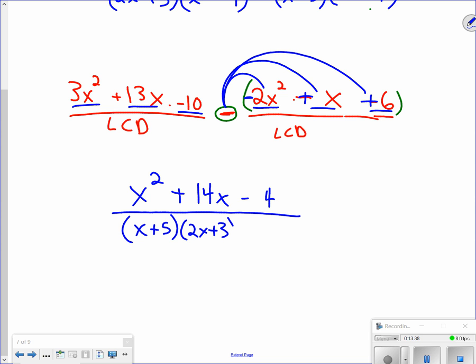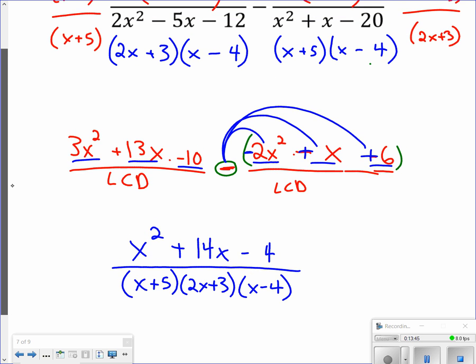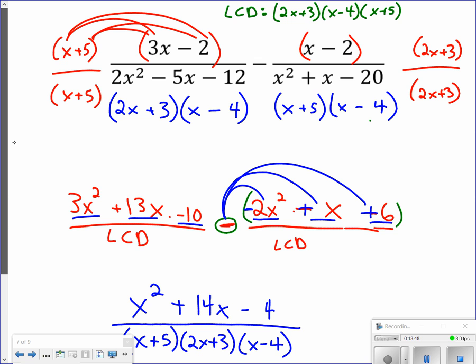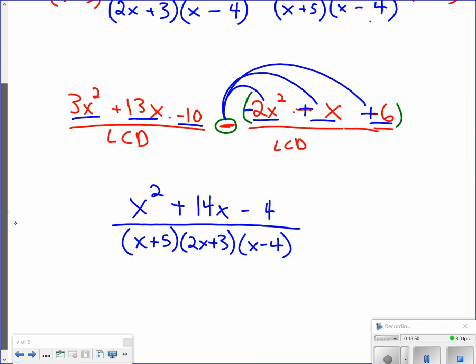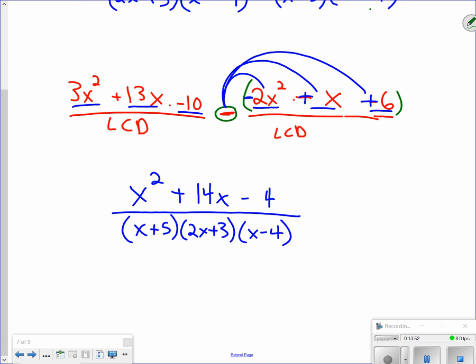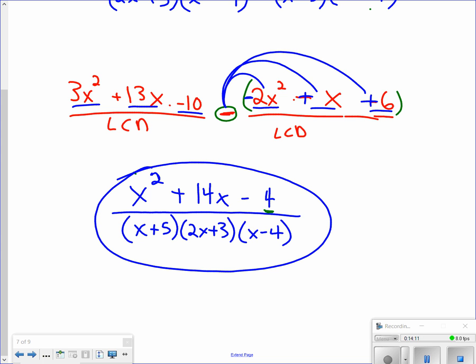Notice I named these three in a different order than I did originally because it doesn't really matter. It's multiplying the numbers together, so it doesn't matter which one comes first, second, or third, as long as they're all together. The question is, can I factor this? Something that multiplies to get negative 4 and adds to get 14? No, I'm not going to be able to factor it. It's a good thing to check, but in this case, can't do it, so we've got our final answer right here. All right. That finishes off our examples.